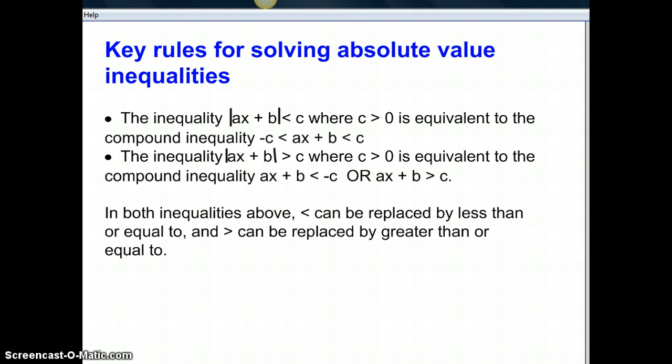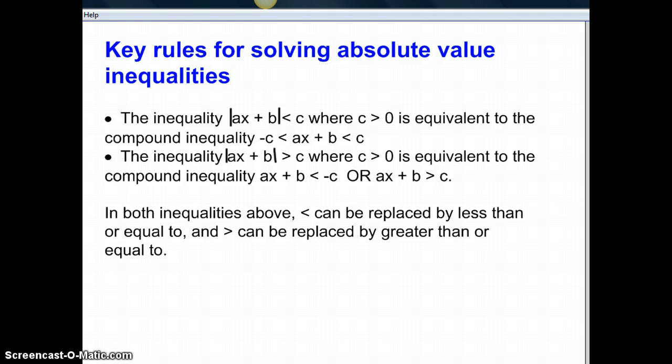The key rules for solving absolute value inequalities are this. If you take a look at the inequality, the absolute value of ax plus b is less than c, where c is greater than 0. Okay, c has to be greater than 0 because absolute values are always greater than 0, right? It's equivalent to the compound inequality negative c is less than ax plus b is less than c. And the inequality absolute value of ax plus b is greater than c, where c is greater than or equal to 0, is equivalent to the compound inequality ax plus b is less than negative c, or ax plus b is greater than c. Right? I know that sounds really confusing.